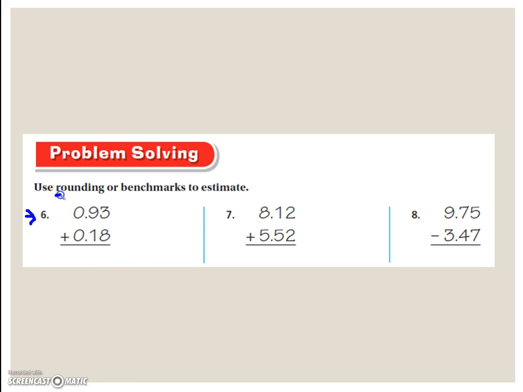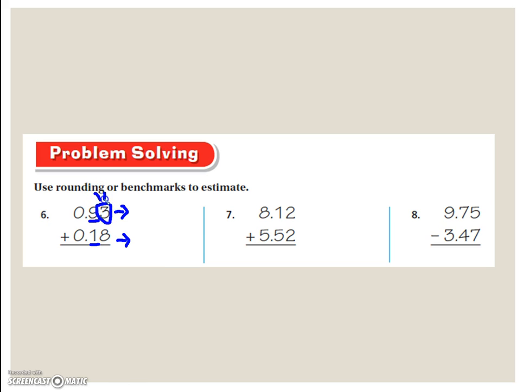So notice it says use rounding, but it doesn't say what place value to round it to. Now, I can't round it to this place value because then there would be no rounding involved. But I can round it to this value or this value. So I can choose whichever one I want. I'm going to choose the 10th place. But if I choose the 10th place on one of the numbers, I have to choose the 10th place on the other number too. They have to be to the same place value. So I'm going to round the first one, I'm going to round the second one, and then I'm going to add them together.